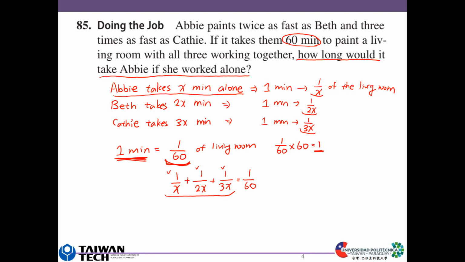Okay, so the problem becomes how to solve this equation. To solve this equation, we could multiply both sides of the equation by 6x. So if we multiply both sides by 6x, we have 6 plus 3 plus 2 equals 6x over 60. So we could erase 6, and this becomes 10. It's x over 10. Oh, it's weird. It's x over 10, and then 6 plus 3 plus 2 is 11.